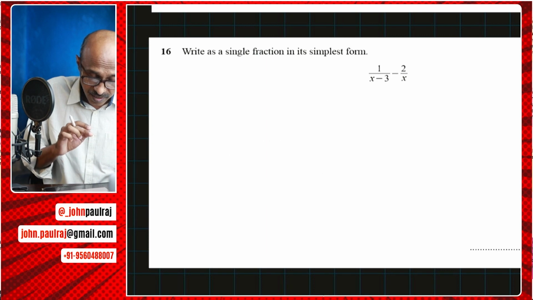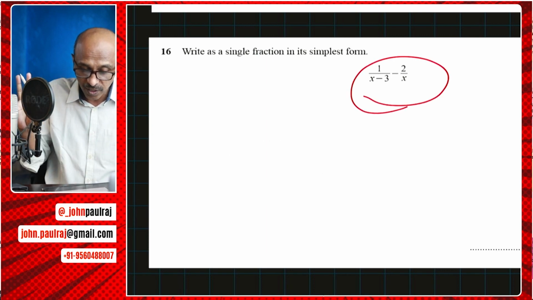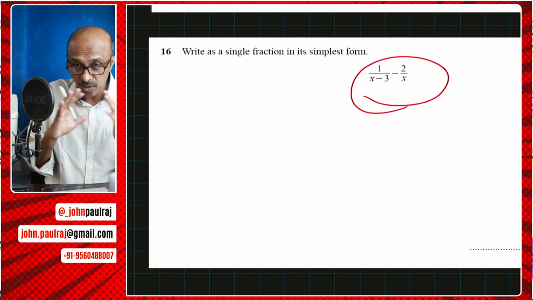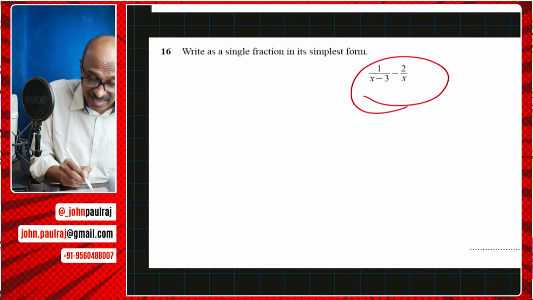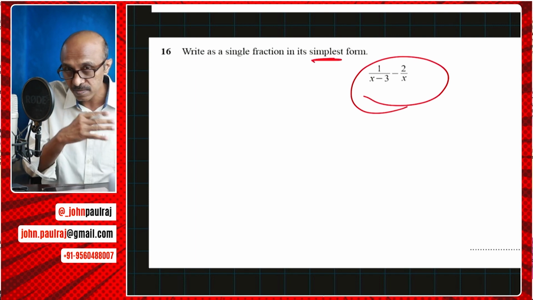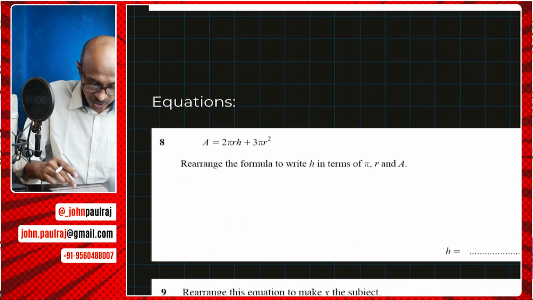Writing as a single fraction. Okay, so something like this. This is simplifying. You've got 2 fractions, and then you are finding the common denominator and writing it as a single fraction in its simplest form. So if there are some common terms on the numerator and the denominator, you'll have to cancel that. Okay, what's the next one?